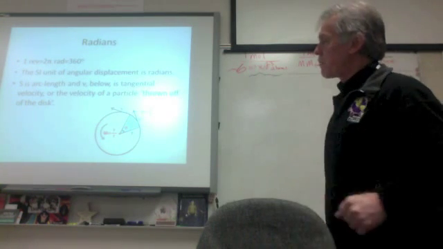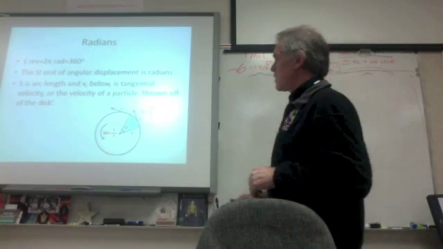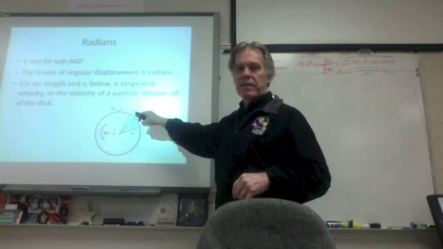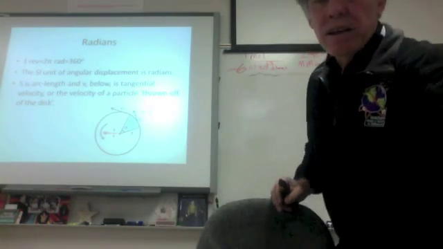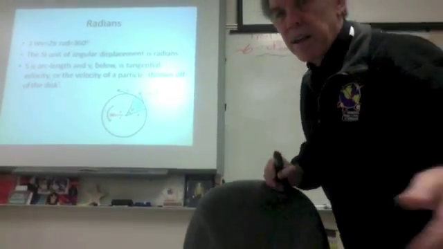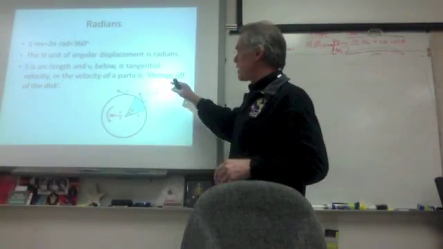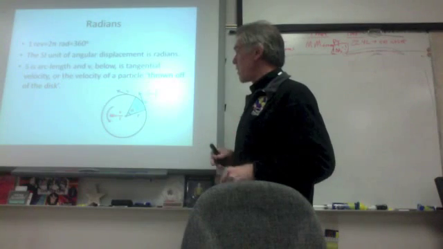The little diagram that you see down here spells out the fact that theta is equal to S over R. R is radius, S is arc length.